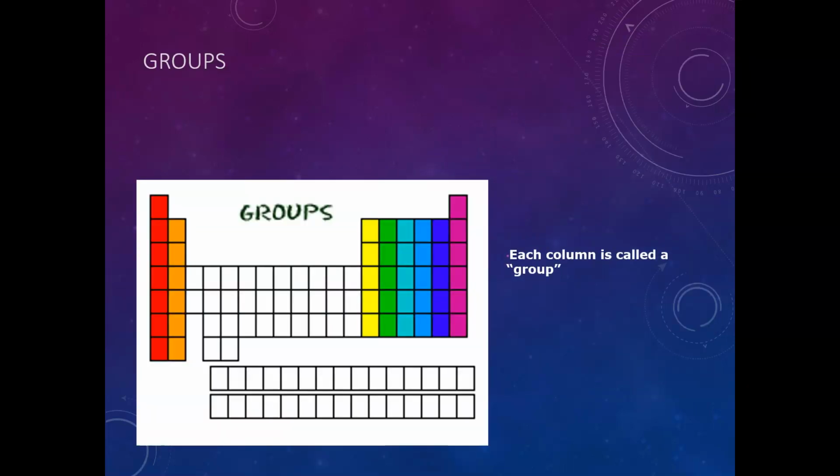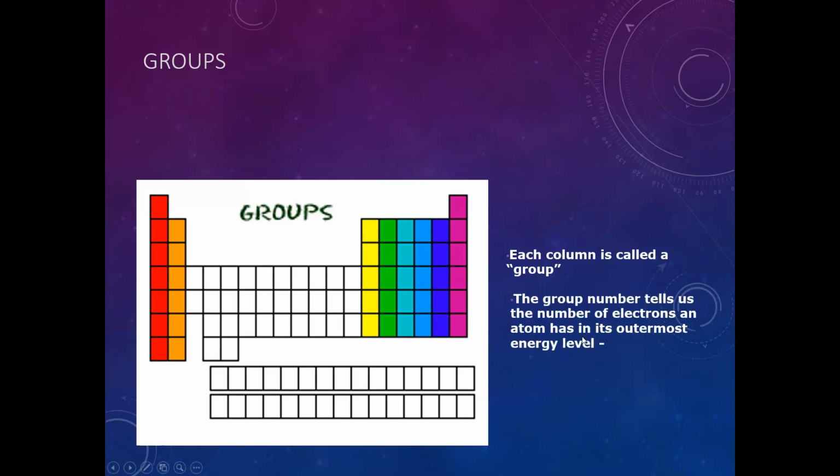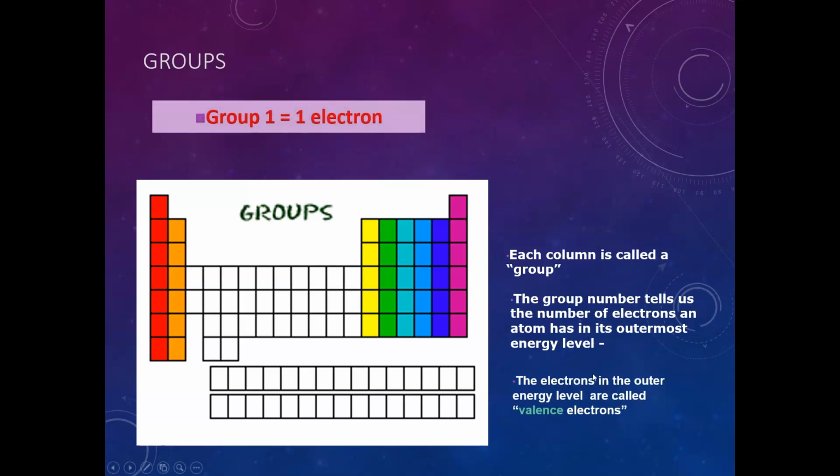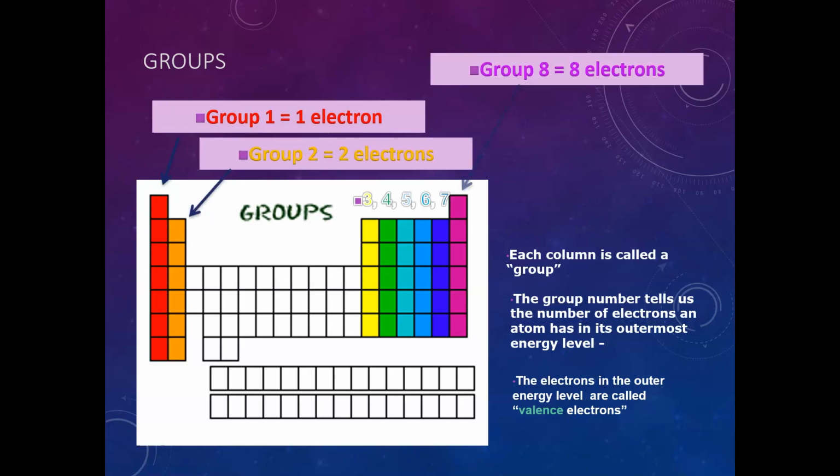So each column is called a group, and the group number is going to tell you how many electrons they have. So group 1 has 1 electron in the outermost. Group 2 has 2. Group 8 is going to have 8, so that's why it's full and happy. Except for helium, helium has 2 electrons and it has a full s orbital at that point.